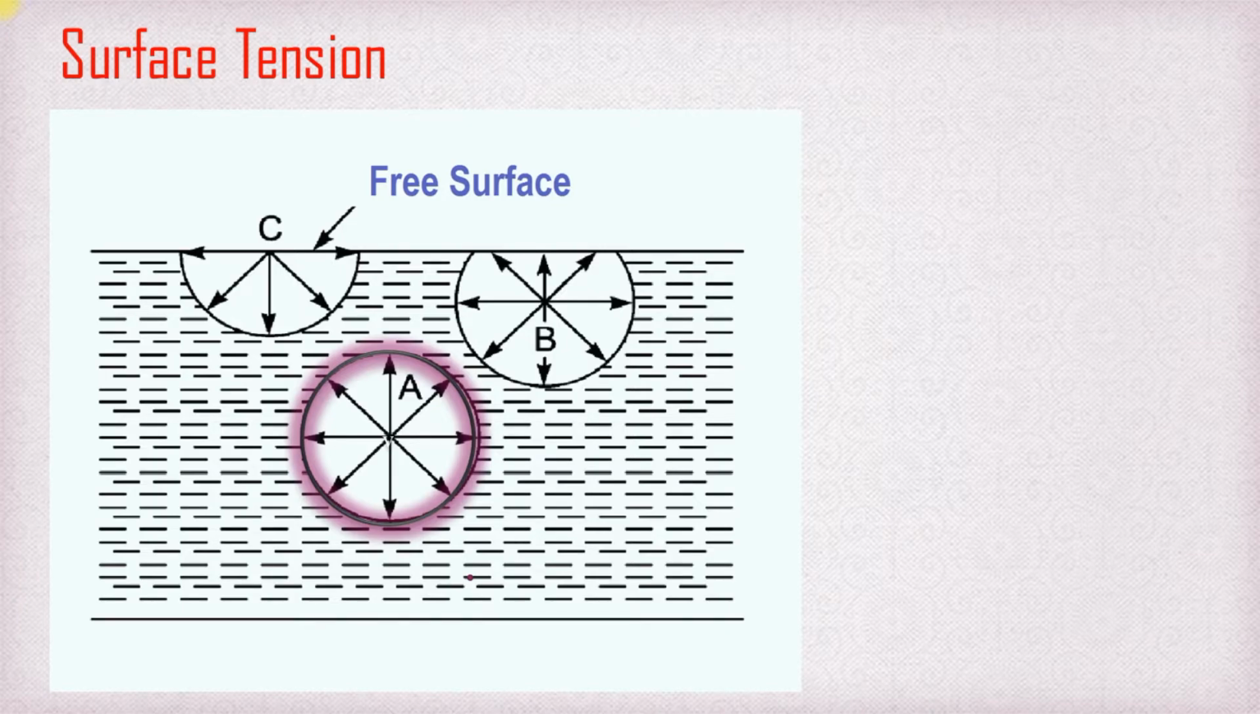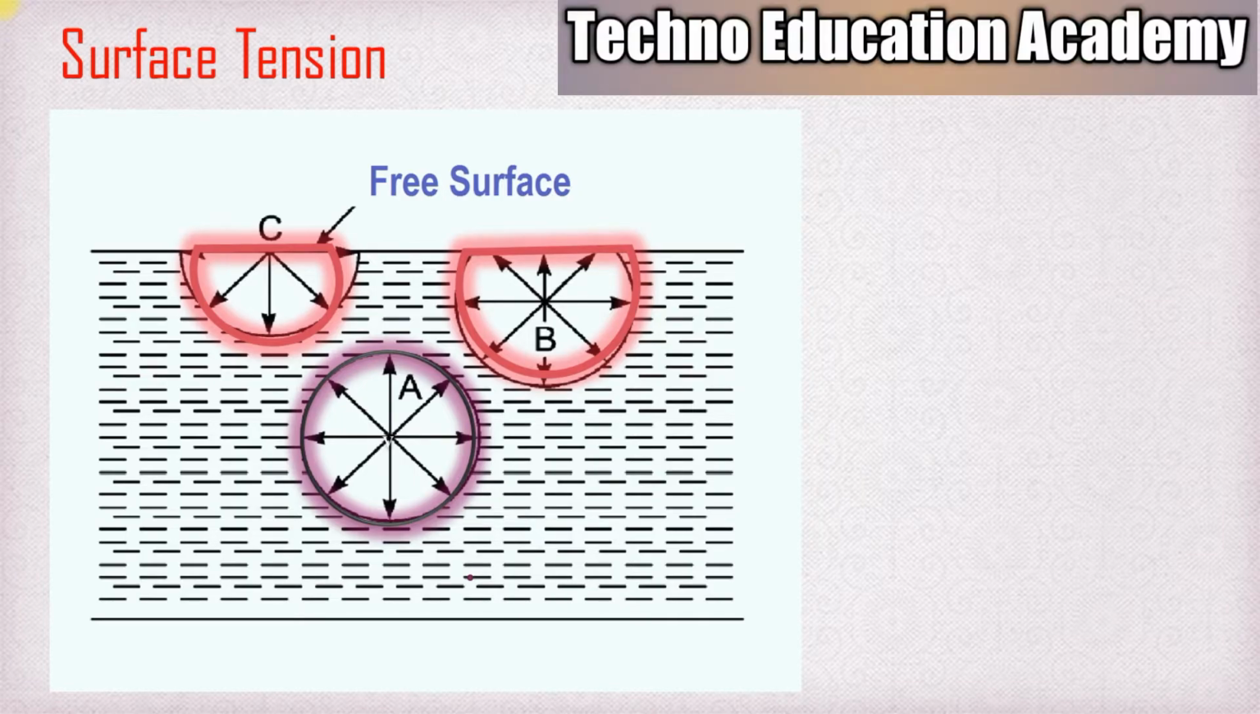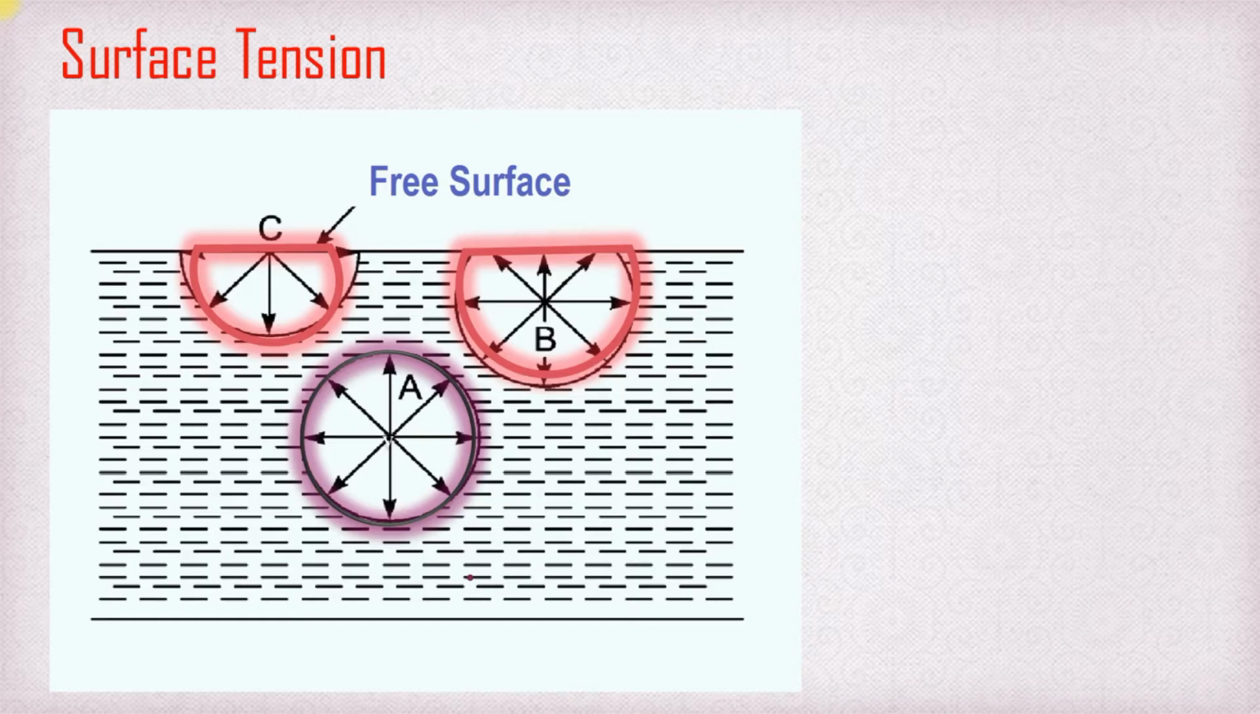But molecule B, which is situated near the free surface, is acted upon by upward and downward forces both, which are unbalanced. So here you can see that a portion of molecule B is submerged in liquid and some portion is also in air. So there is an unbalanced force acting on molecule B. Same for molecule C, which is situated on the free surface of the liquid; it experiences a resultant downward force. So all the molecules of the free surface experience a downward force.